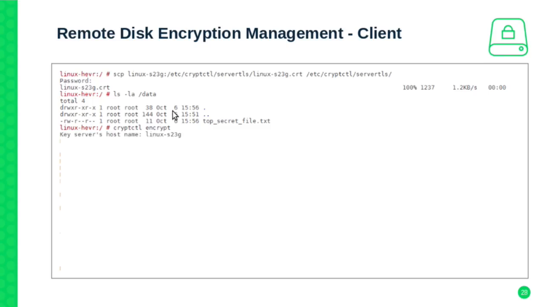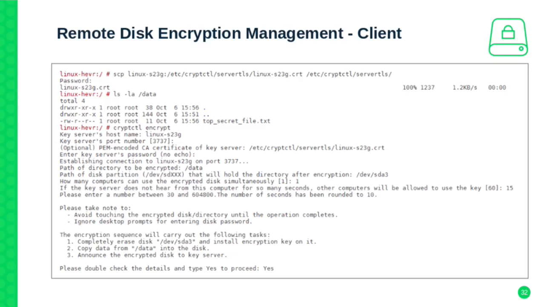I need to provide the key server's host name, the port, because that is also a configurable thing. If I want to use encrypted connections, if this is enabled on the key server, and we did that, we give the path to the certificate file. This is the one I copied, /etc/cryptctl/servertls/hostname.crt. I need to enter the key server's password, the master password for that. And then I have to enter the directory which I would like to encrypt, /data.